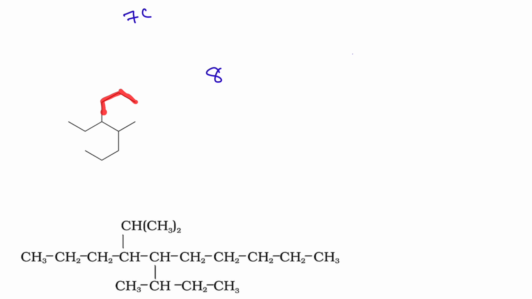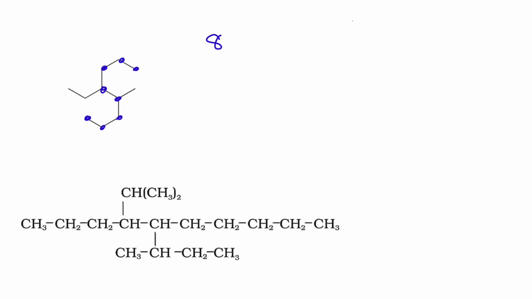Those are a 6 carbon chain, another 6 carbon chain, a 5 carbon chain, and a 7 carbon chain. So here the maximum number of carbon atoms is present in the 8 carbon chain, so this is the longest chain.